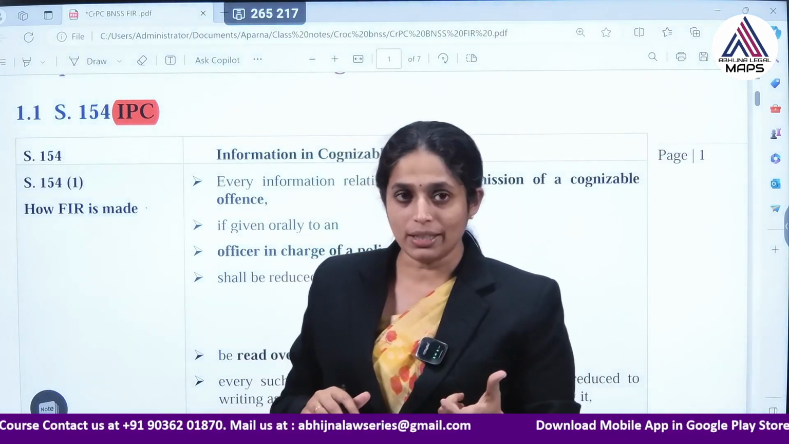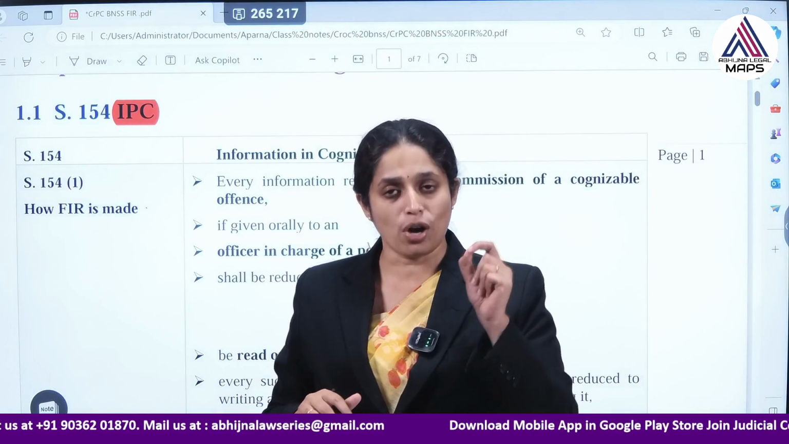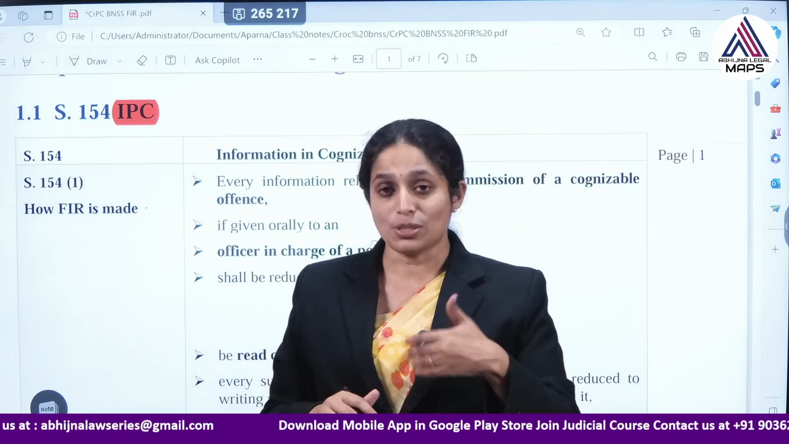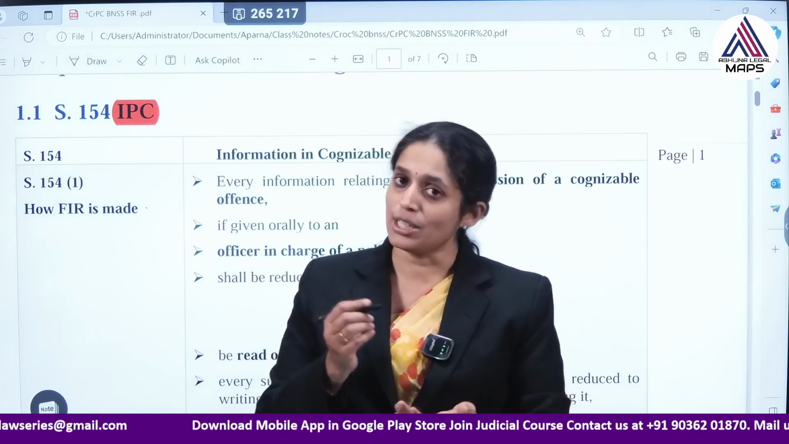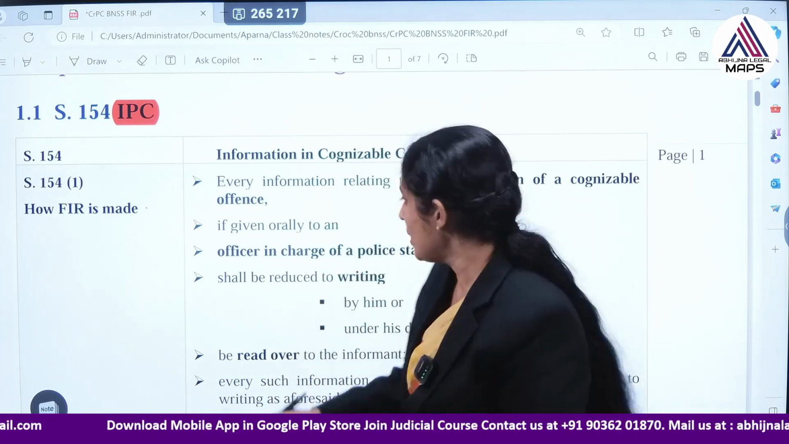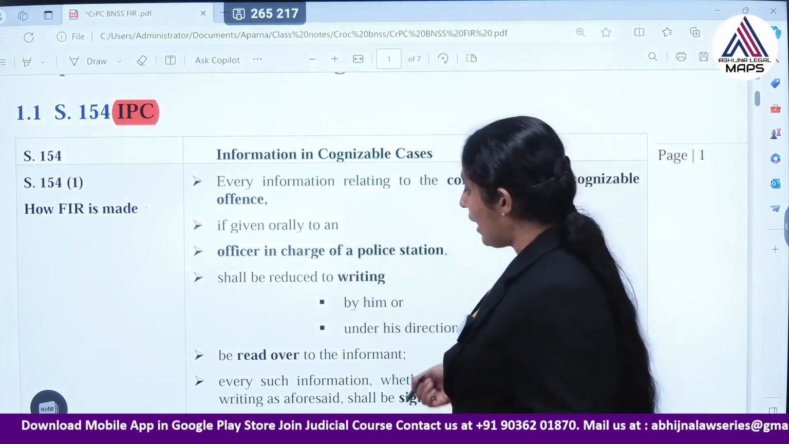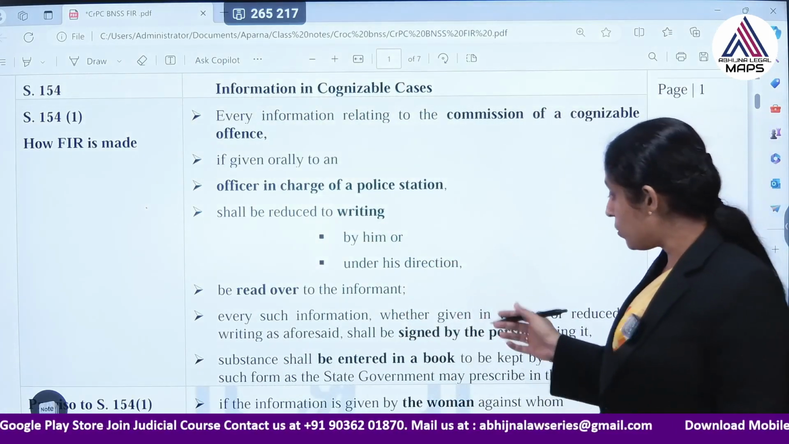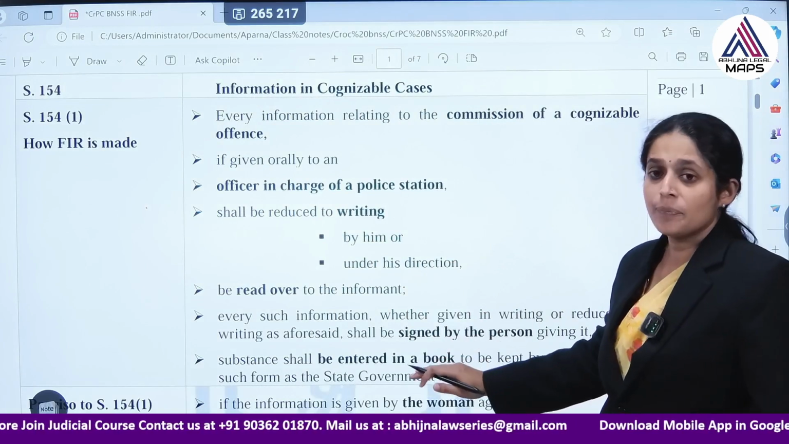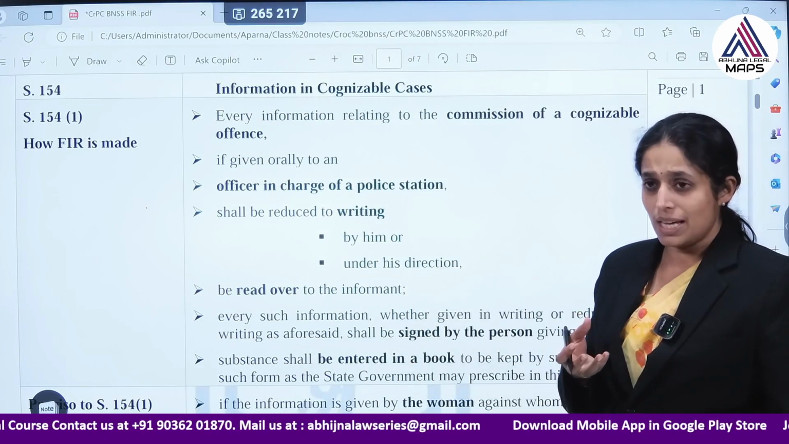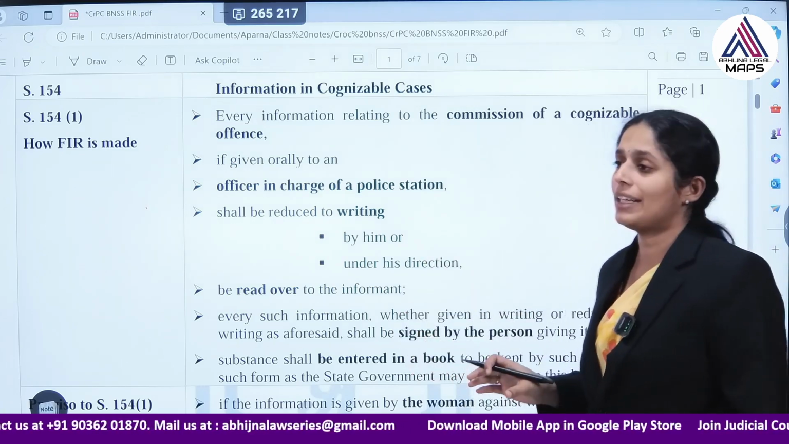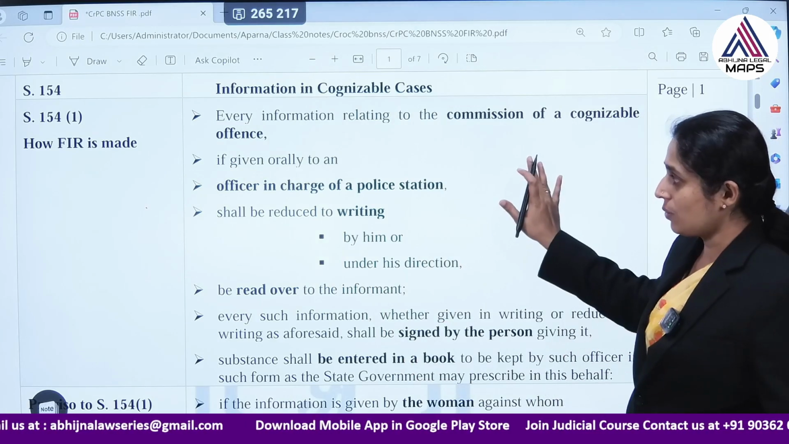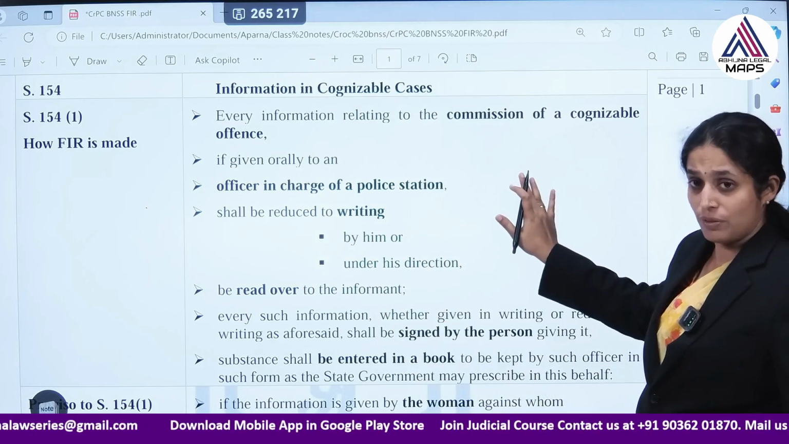If given orally, then it is the responsibility of the officer in charge of the police station to reduce it into writing, read it over to the informant, and take his signature. This was the procedure prescribed for making an FIR. Another important provision was that the substance of such information had to be recorded in a separate diary or book maintained by the police station. This was given in section 154.